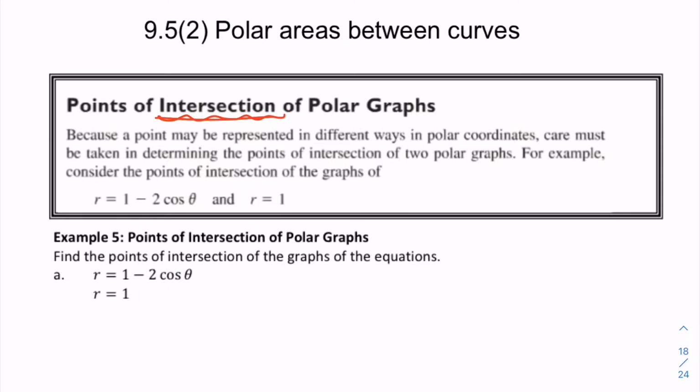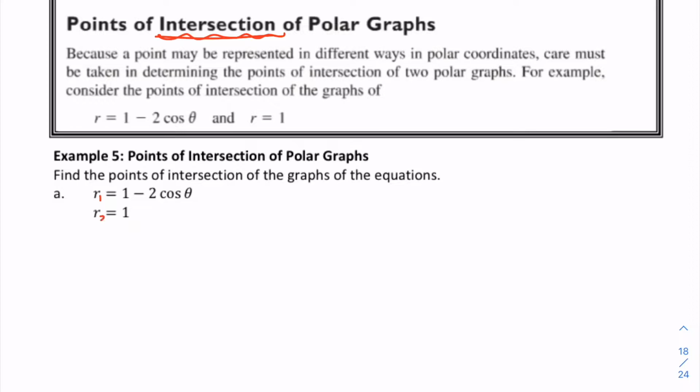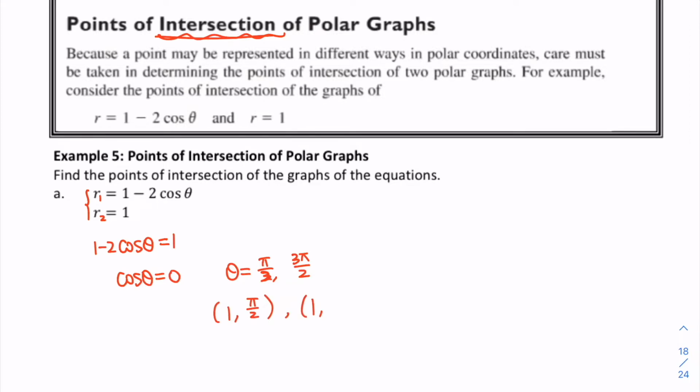How do we find the point of intersection of r1 and r2? Similar to before, we solve the system of equations by setting them equal to each other. So 1 minus 2 cosine theta equals 1 gives us cosine theta equals 0. So theta equals pi over 2 and 3 pi over 2. The 2 points we have will be (1, pi over 2) and (1, 3 pi over 2). This is from the system of equations.